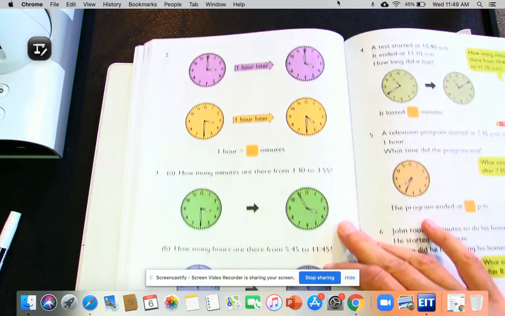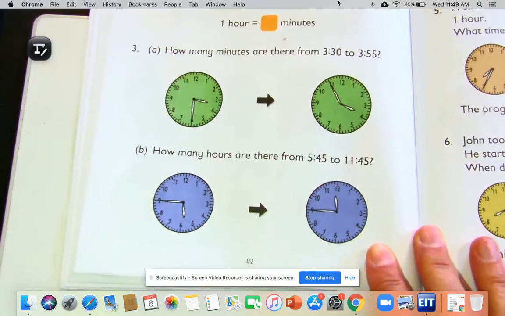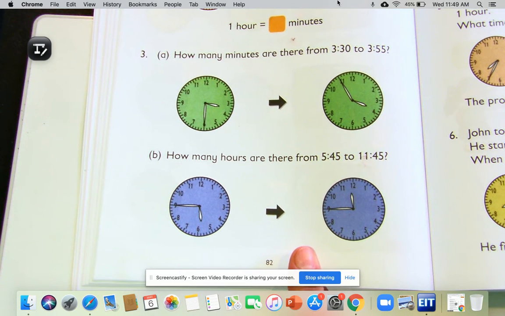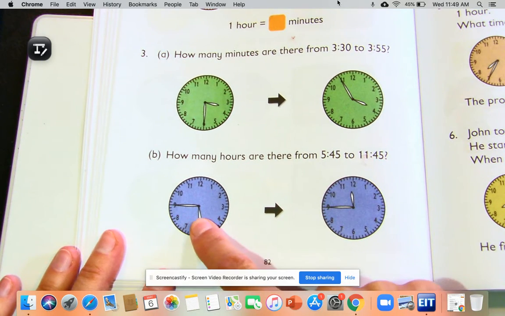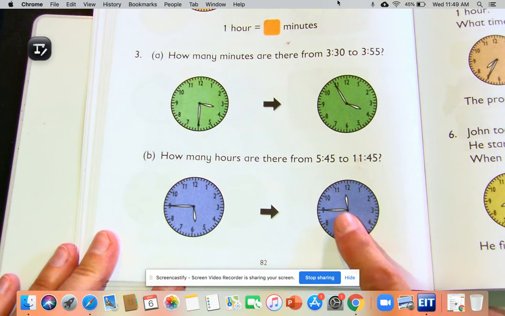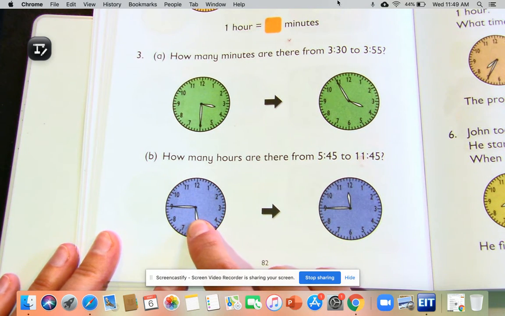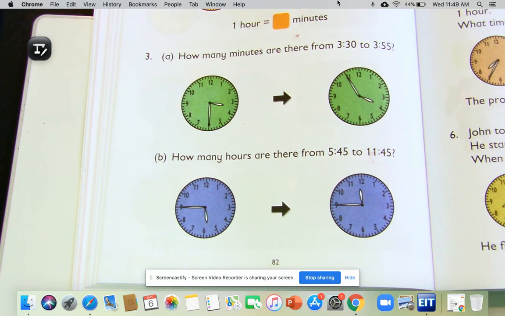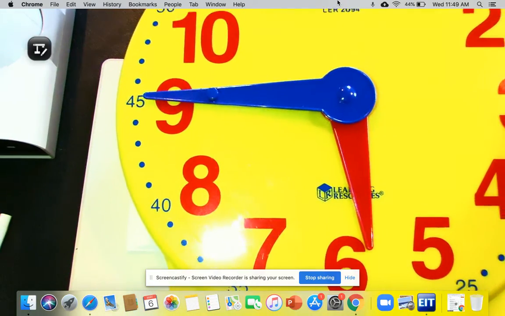So I'm going to skip down here to the last one. Now we're doing some hours. How many hours are there from 5:45 to 11:45? Ooh, so now this one, we're starting at 5:45 and we're ending at 11:45. So we're thinking about how many times the hour hand is going around all the way. So it's starting at 5:45. And if I wanted to put that on my clock here, I could. Here we go. So we're starting at 5:45.